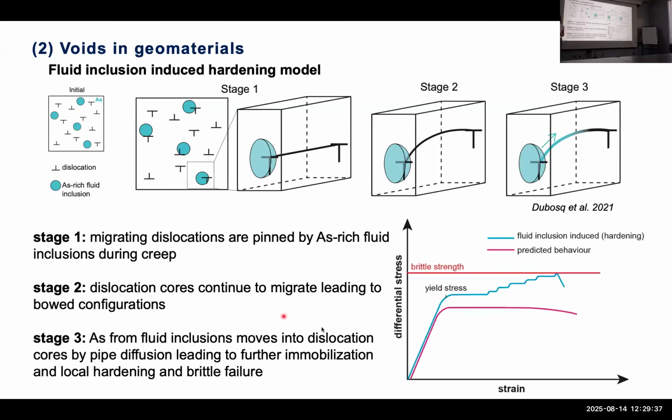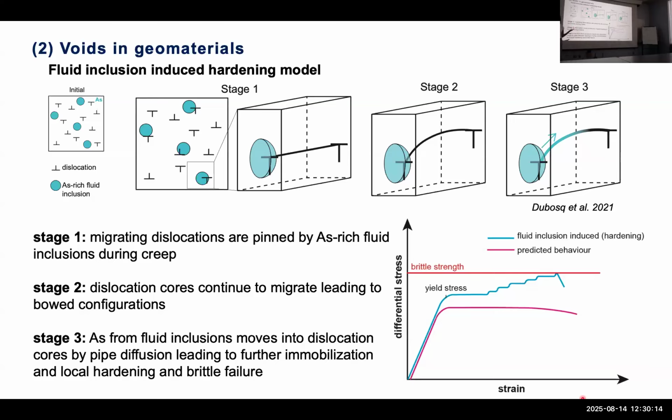So based on these observations, we came up with a fluid inclusion induced hardening model for our pyrite. So basically, in our first stage, we have migrating dislocations during deformation. And once they encounter the fluid inclusions, they become pinned. Once the dislocations are pinned by fluid inclusions on either end, they can't really move anymore, except for the core of it, which can still migrate. So this is what leads to this bowed configuration.